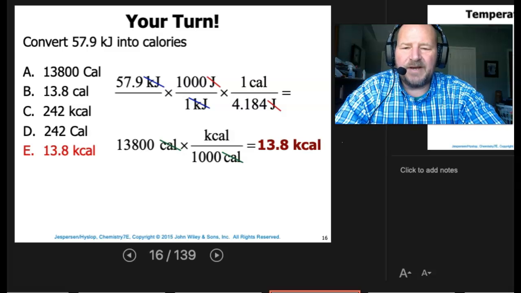And then we can convert that back to kcals if we want. So you could have done this in one step or several. Your choice, depending on what units you're comfortable with.